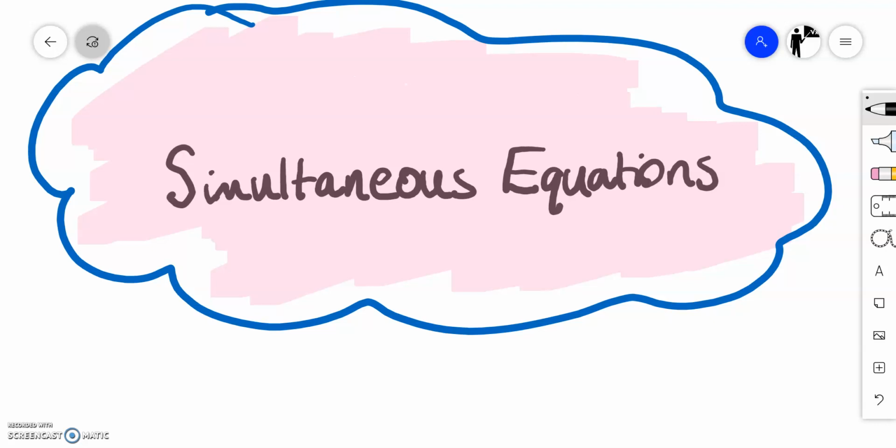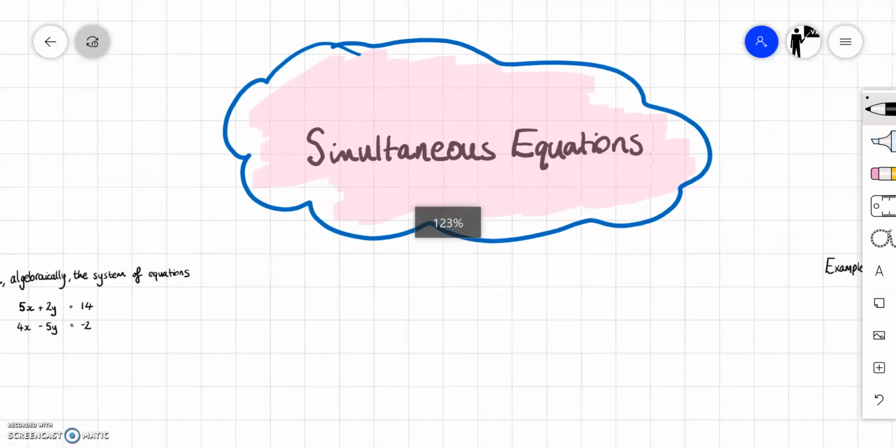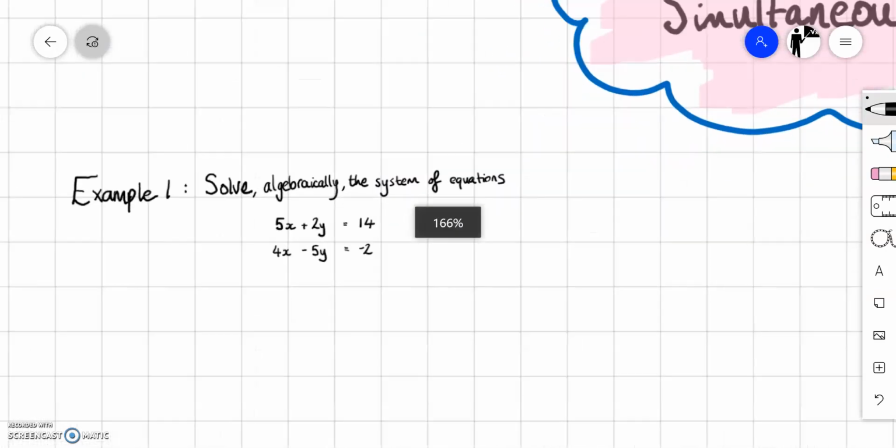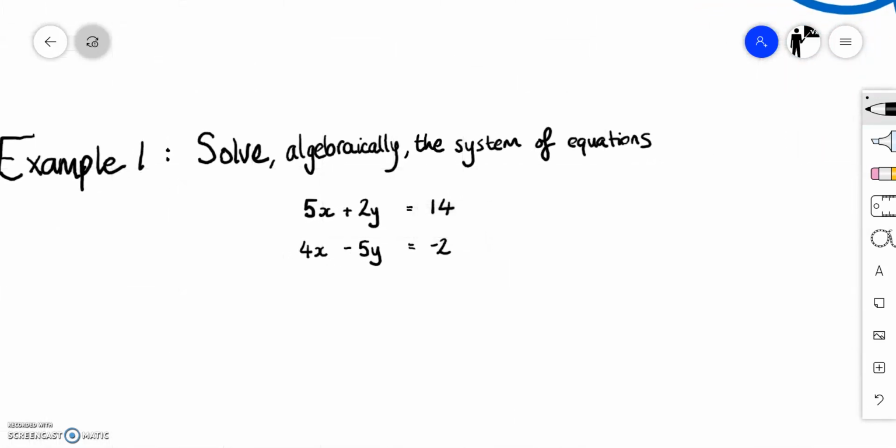In this video, we're going to have a look at how to solve problems involving simultaneous equations. This regularly comes up in National 5 and it has important links to higher maths as well. Got two examples to work through. Usually, a question will look something like this here. Solve algebraically the system of equations.